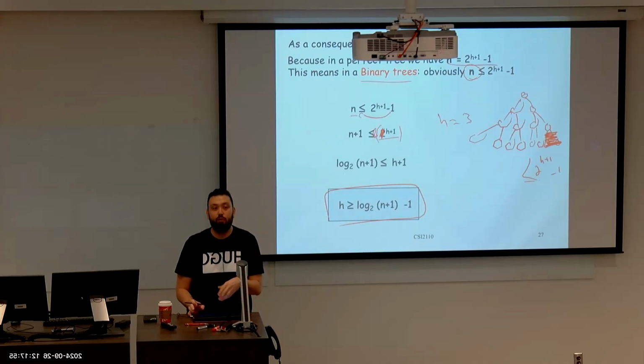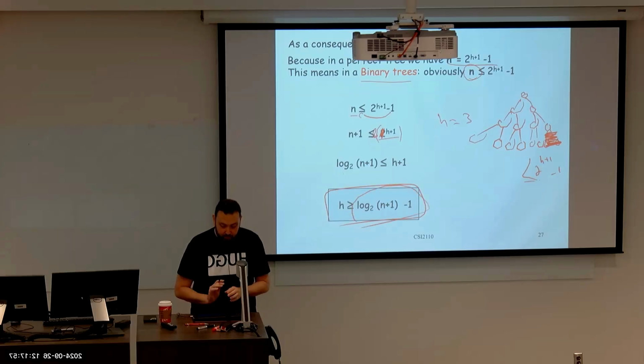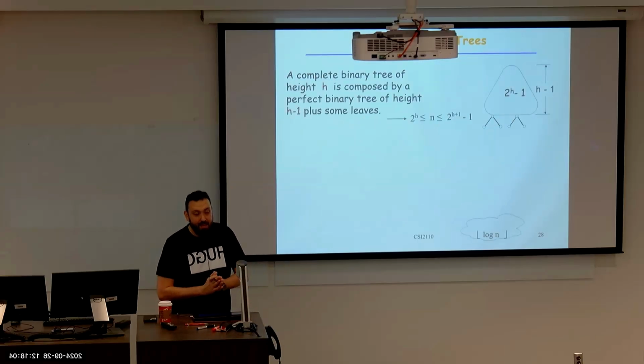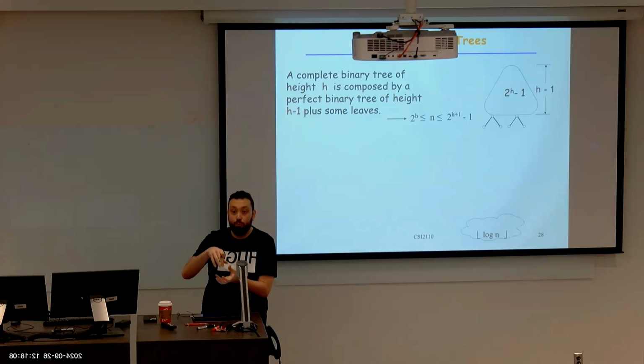I want to talk about O of n here. I don't care about the n plus 1 and minus 1, right? I'll say log of n, correct? Okay, so let's see now. Now we just arrived at the complete binary tree. How are we going to prove this for the complete binary tree?